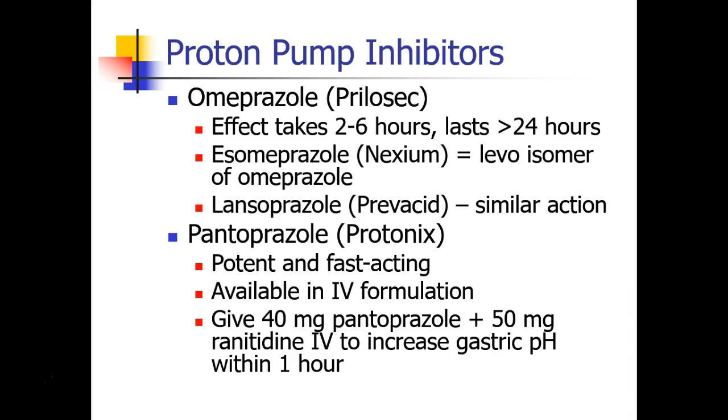There are many different PPIs out there, including omeprazole, which is Prilosec. Now this drug takes about 2 to 6 hours to start working, but lasts for at least 24 hours. Then there's esomeprazole, which is Nexium, which is just an isomer of omeprazole. Lansoprazole, which is Prevacid, has a similar action. And then pantoprazole, or Protonix. This is potent and a little bit faster acting, and it's also available IV. So you may see people on a Protonix infusion in the hospital. There's a study that shows that 40 milligrams of IV pantoprazole together with 50 milligrams of IV ranitidine can increase gastric pH within 1 hour.